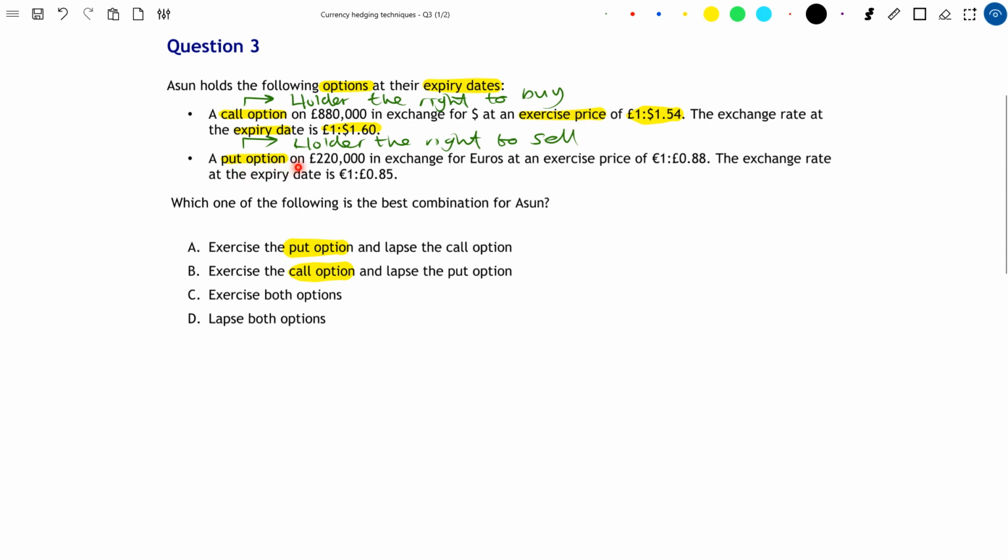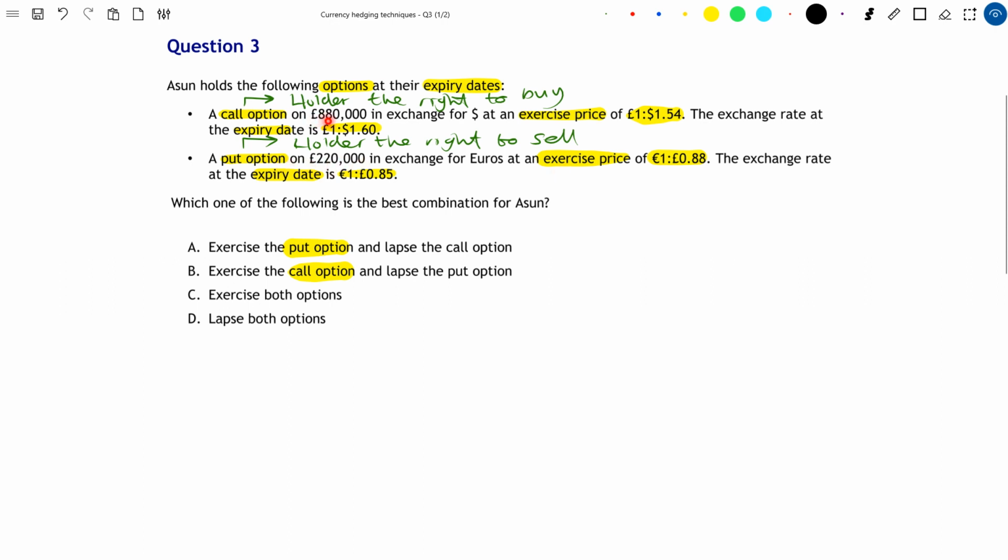The put option is on £220,000 in exchange for euros at an exercise price of €1 to 88 pence. The exchange rate at the expiry date, which is where we are now, is €1 to 85 pence, and the amount is 220. So in this case, we're saying that the put option gives the holder the right to sell £220,000 for some amount in euros. So in the second case, they want to get as many euros as they can for this amount that they have.